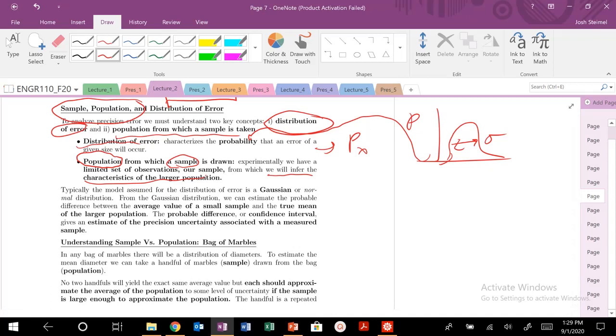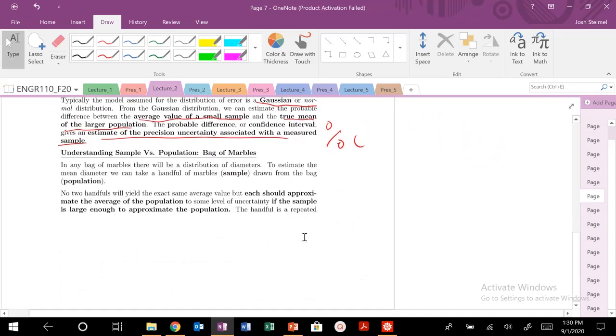So there's this large population of measurements that we can make, but we're only going to take a limited sample. And typically, we're going to assume the probability distribution is Gaussian. So we could estimate from a smaller sample the true mean of the larger population with some uncertainty or some degree of confidence. So these confidence intervals.